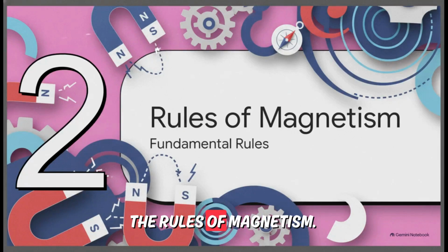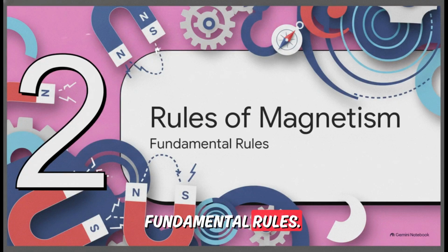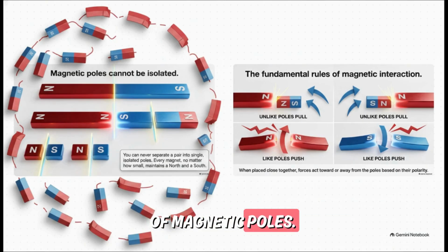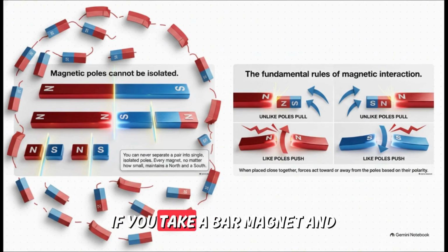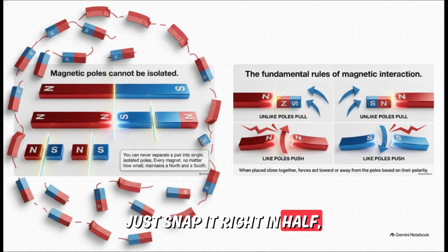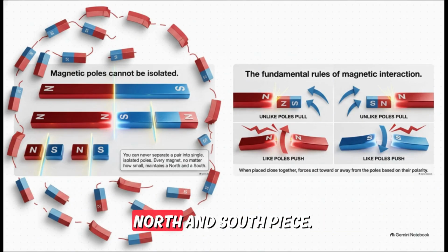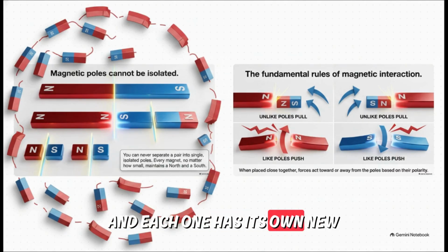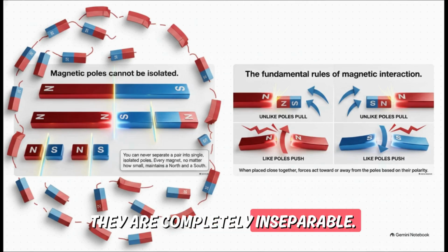Section 2, the rules of magnetism, fundamental rules. Now, what's really fascinating here is just the sheer stubbornness of magnetic poles. Notice that you can never, ever isolate a pole. Like if you take a bar magnet and just snap it right in half, you don't magically get a separate north and south piece. Nope, you just get 2 smaller magnets, and each one has its own new north and south. They are completely inseparable.